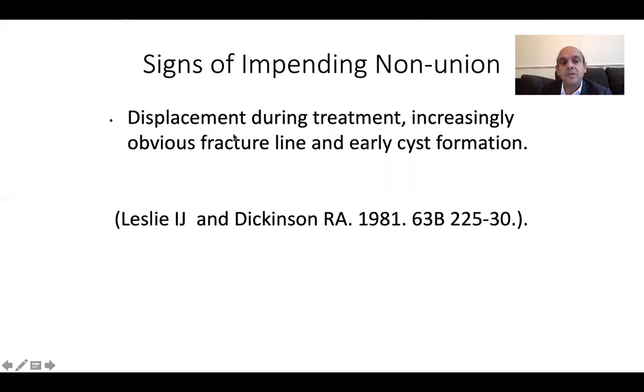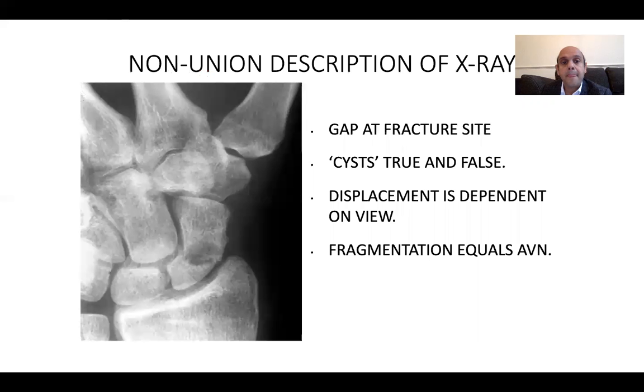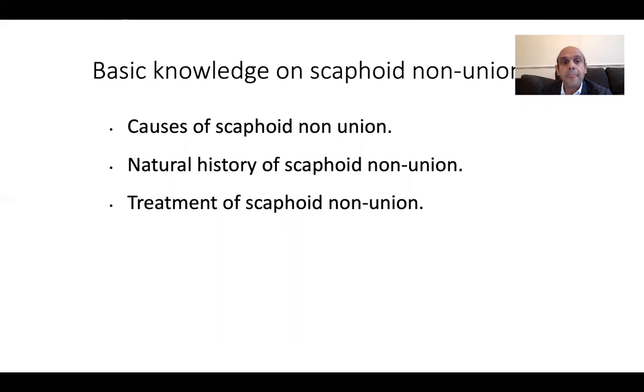Non-union, your signs will be if the fracture line becomes too obvious or if you start seeing cysts, that's not going to heal. So you need to intervene at that stage. Again, if you're shown a non-union X-ray, you can see a gap, cysts, displacements. So those are the things you need to bring into your discussion. Then causes, natural history of scaphoid union, this is important, and then how you treat it.